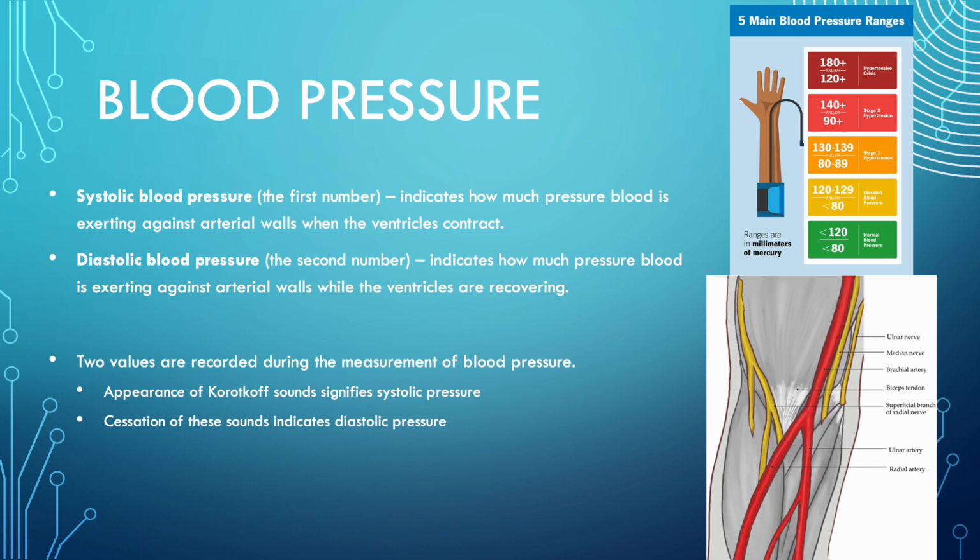When we're looking at our blood pressure, the 2 values that are recorded during the measurement are based off the appearance of our Korotkoff sounds. The first sound that we hear through the stethoscope signifies our systolic blood pressure, and when those sounds cease is our diastolic blood pressure.